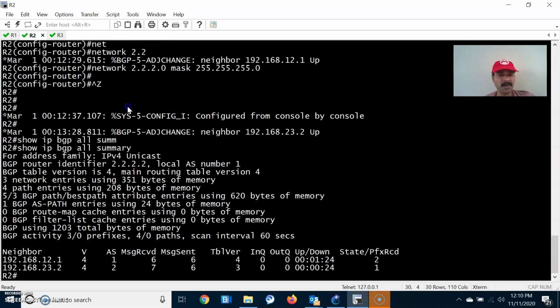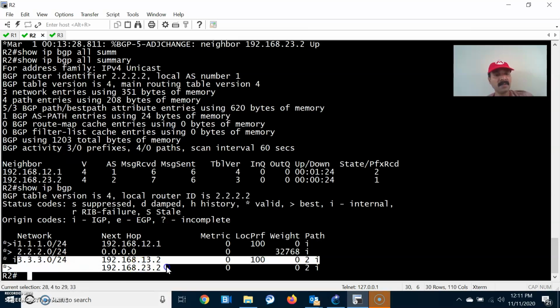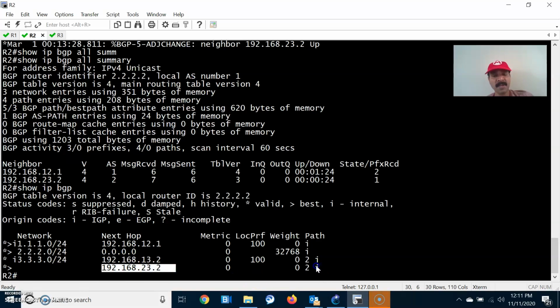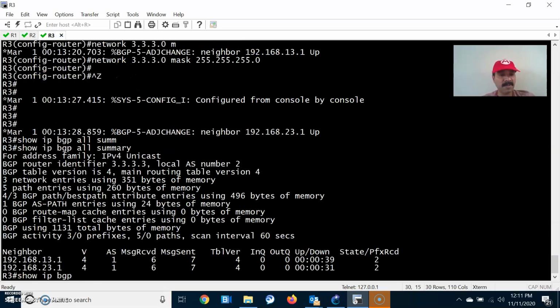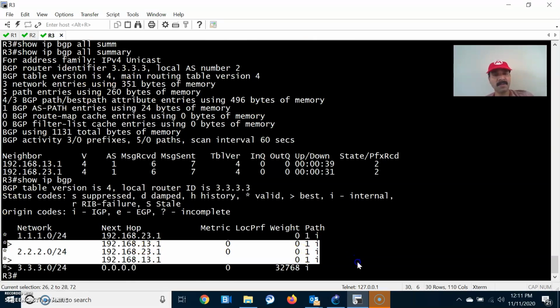So now let us go to R2 and check show IP BGP. On R2 you also see I, which means the prefix was advertised via the network command. R2 is receiving the prefix 3.3.3.0 via the next hop 23.2, and I is nothing but the origin of the route. I am using the network command to advertise the prefix 3.3.3.0. Similarly go to R3 and show IP BGP. You are able to see the prefix, and on R2 and R3 we see I.